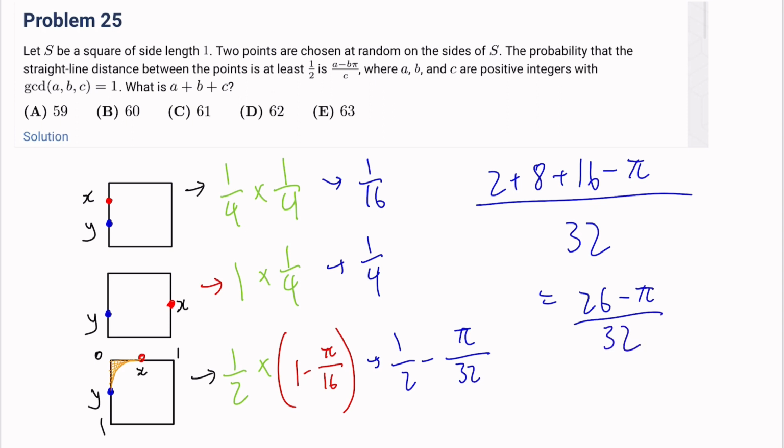So A, B, and C are 26, 1, and 32. So 26 plus 1 plus 32, how much is that? 59. So the answer is 59. It's A. So that was the end for the AMC 10A from the year 2015, and thank you for watching.